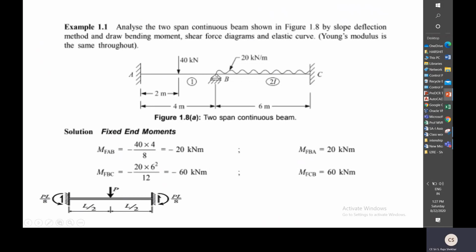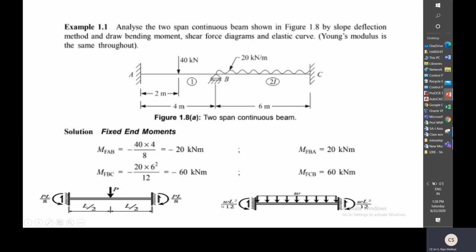Now consider fixed end moment for the span BC. For the span BC, it is something like fixed beam with uniformly distributed load. For this, fixed end moment formula is WL square by 12. Okay. So left side support is considered as anti-clockwise and the right side is clockwise. So the formula for the calculation of MFBC is WL square by 12.